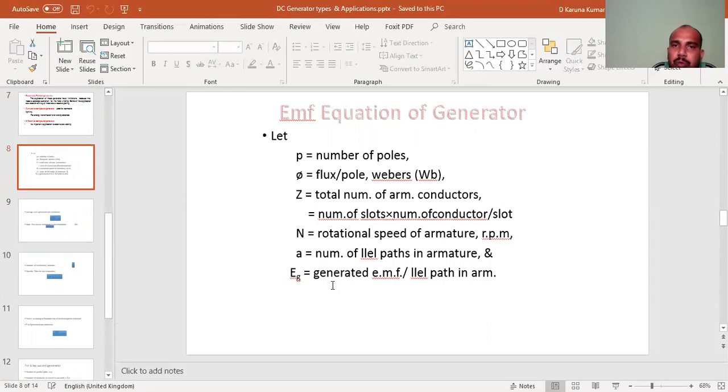P is equal to the number of poles. Phi is equal to the flux per pole. The unit of flux per pole is Webers. Z is equal to the total number of armature conductors, which is the number of slots into the number of conductors per slot. N is equal to the rotational speed of the armature, in RPM, revolutions per minute. A is equal to the number of parallel paths in the armature.